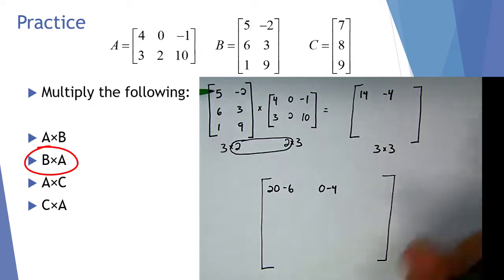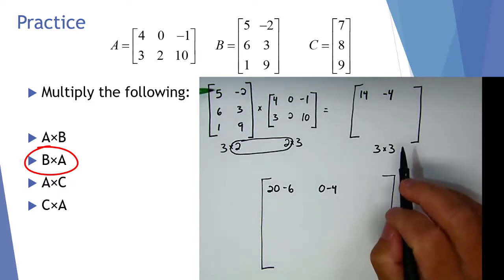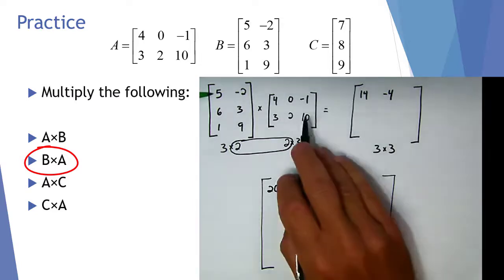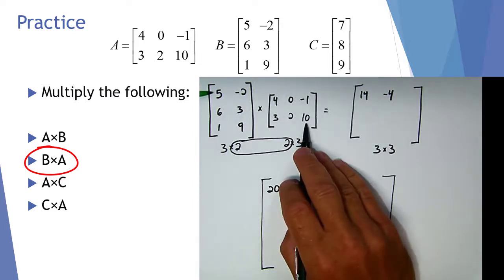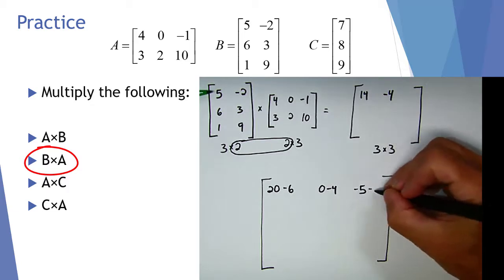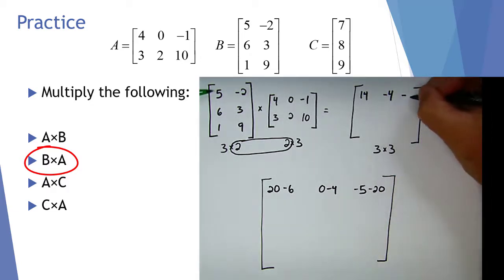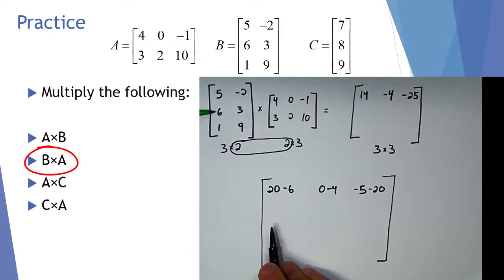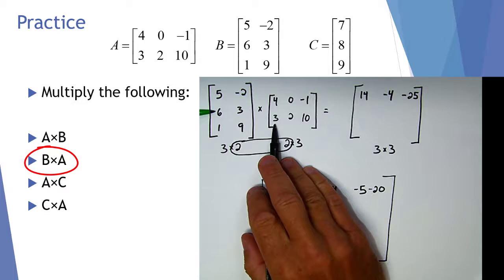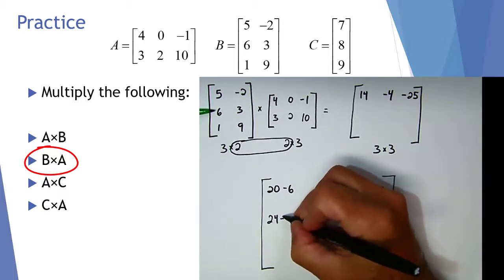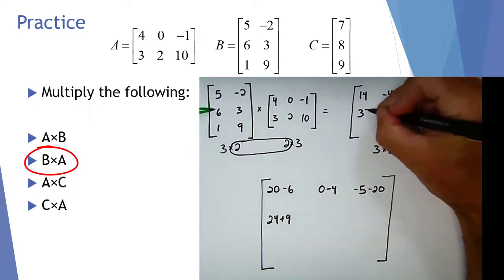If you don't follow any of these, pause the video and rewind. I'm going through these a little bit faster since we've done a few now. Top right entry, top row, right column, dot product will be 5 times negative 1 and negative 2 times 10. That's negative 5 minus 20, or in other words, negative 25 in the top right. Middle row, first column, dot product of the middle row and the first column. 6 times 4 and 3 times 3, that's 24 plus 9, 33.